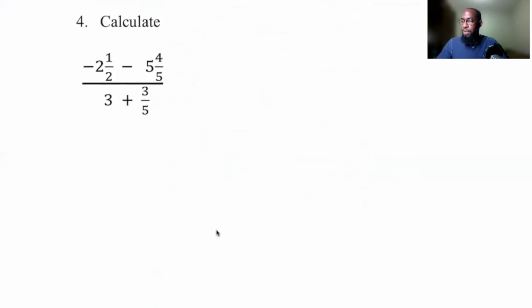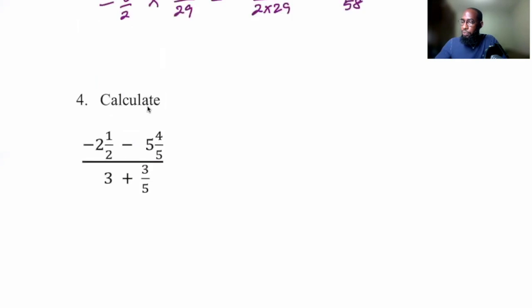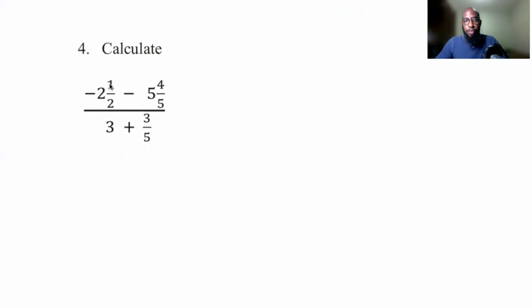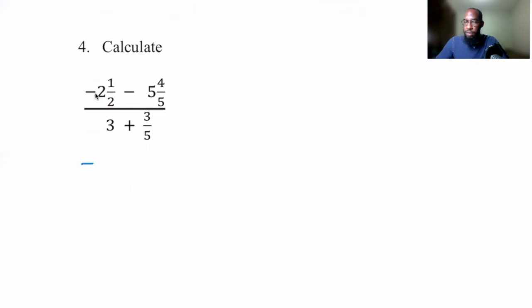We have this last question here, right? We have this negative 2 1/2 minus 5 4/5, sorry, divided by 3 plus 3/5. All right, so what I tell students, work out the numerator first. So the numerator is, I'm going to change this to an improper fraction one time. So negative, I'm keeping the negative sign.